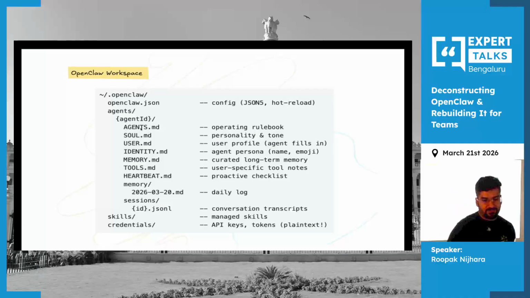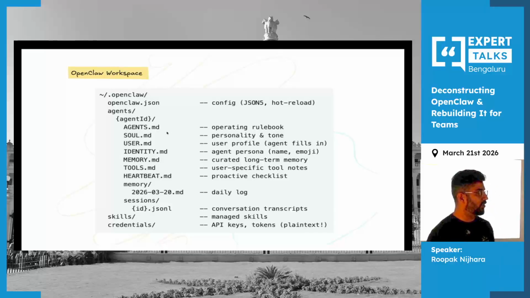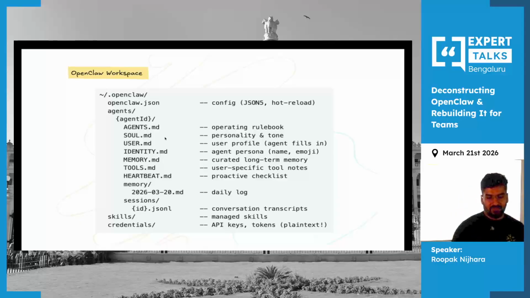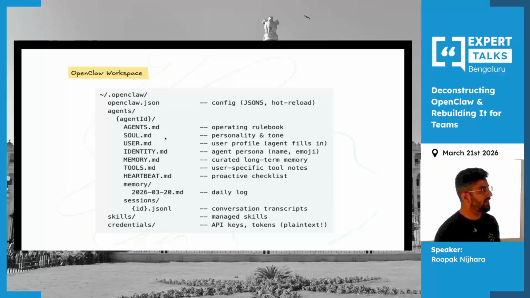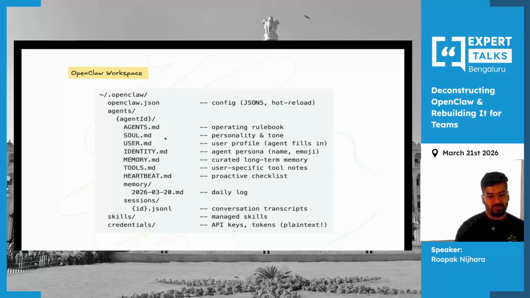Then there are a bunch of files. So agents.md, I think we all know what this is. This is the Claude Code equivalent of Claude.md. This is where you define your rules: do this, don't do that. Then you have soul.md, which I think is an interesting piece. You should go to the soul.md URL and read about what soul.md means. But this basically sets up the personality and tone. And there's a reason it's called soul.md.